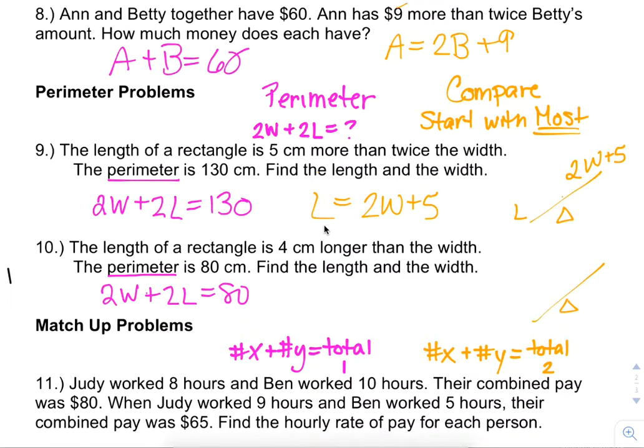Okay. Last one of these, problem 10. The length is 4 more than the width, or 4 centimeters longer than the width. That means the L is more, the W is less, it's up high. To balance it out, I need to put 4 longer, or plus 4. My equation is L equals W plus 4.